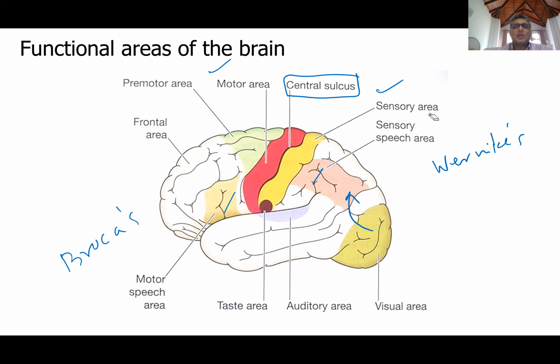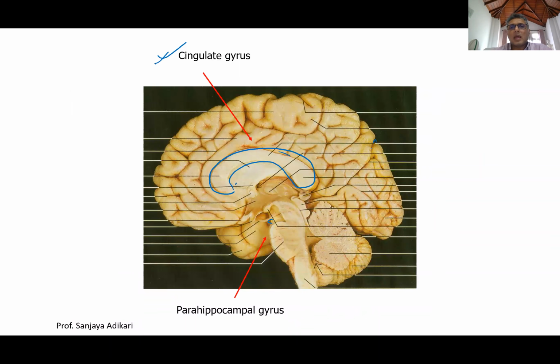Then you have these other areas, like the taste area here in the lower part of the sensory area, and, more importantly, the auditory area in the superior temporal gyrus. This is the superior temporal gyrus. You have the auditory area there. Then the visual area, even though it's drawn like this, the whole occipital lobe is colored here. Actually, what you get is inside this. So this is your parieto-occipital sulcus. This is your calcarine sulcus.